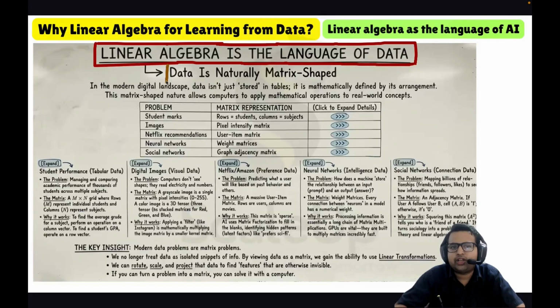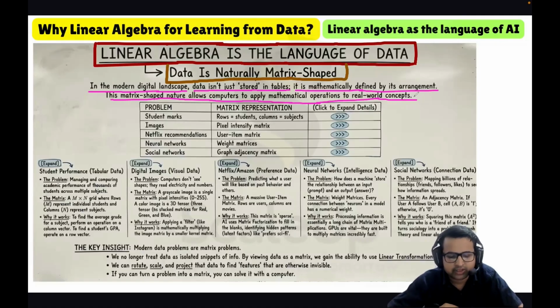Data is naturally matrix shaped. See, in the modern digital landscape, data isn't just stored in tables, it is mathematically defined by its arrangement. This matrix shaped nature of data allows computers to apply mathematical operations to real world concepts. Let us look at some examples to get a feel of how data is naturally matrix shaped.